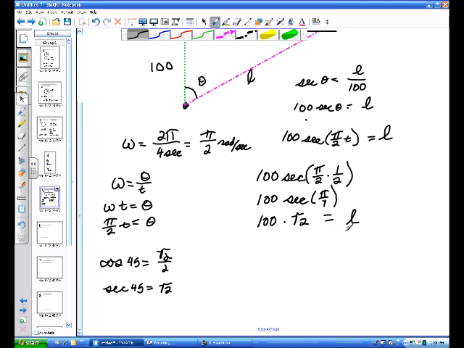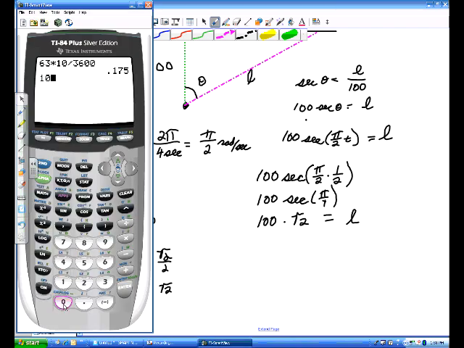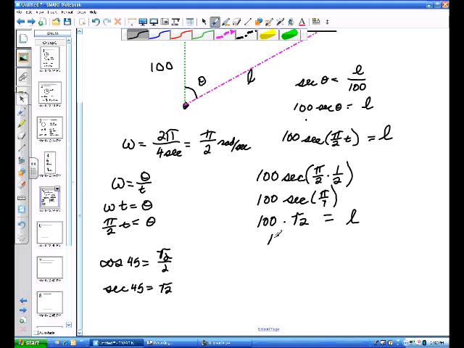And since we're actually needing a length, let's see what that is. 100 times the square root of 2, that would be approximately 141 feet. So 141 feet.